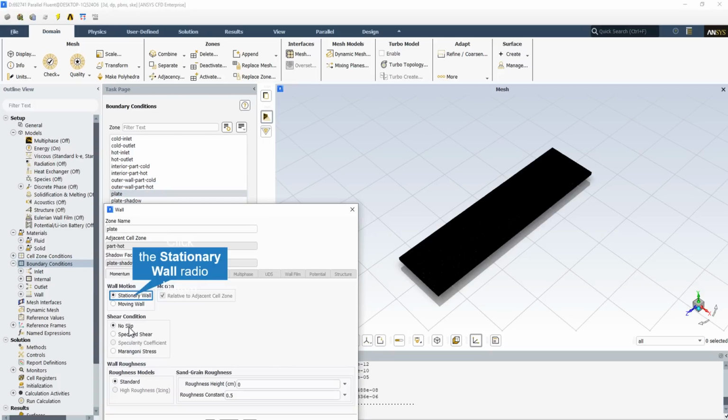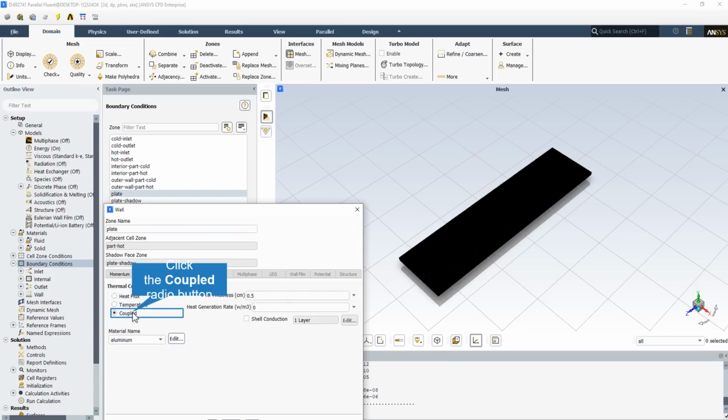Finally, we should set the last boundary condition in this section that is related to the plate. The plate is the Chevron plate. It's a stationary wall and no slip. The thermal condition should be set as a coupled wall. The material of the coupled wall is assumed to be aluminium, and the wall thickness, the Chevron plate thickness, is equal to 0.5 centimeter.